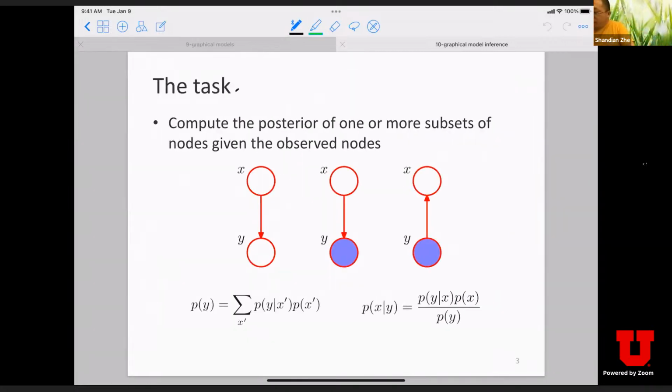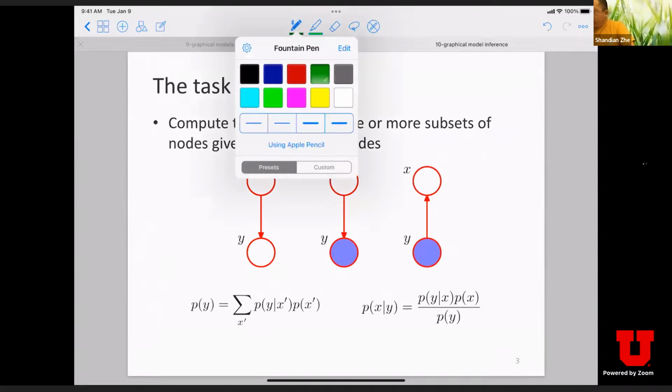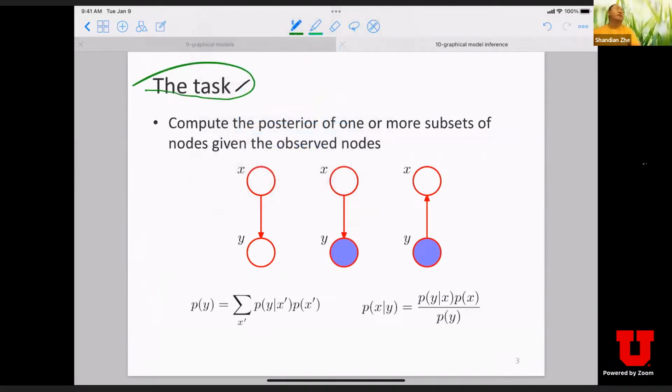So how do we formalize our task in computation? One sentence. Given a graphical model, no matter if it's a Bayesian network or Markov random field, our goal is to compute the posterior of one or more subsets of nodes given observed nodes. That's always our goal.